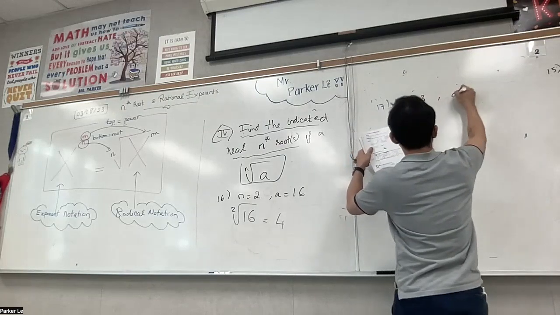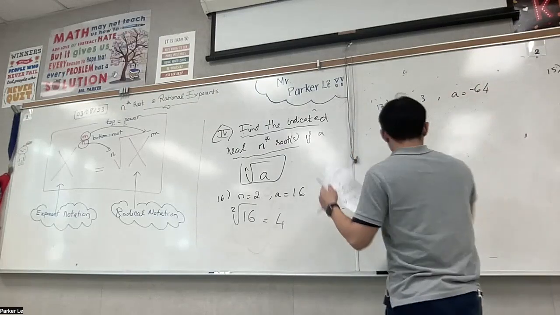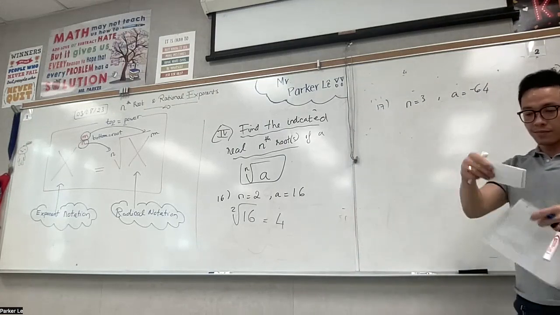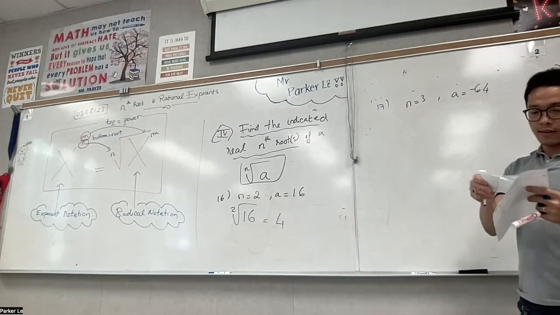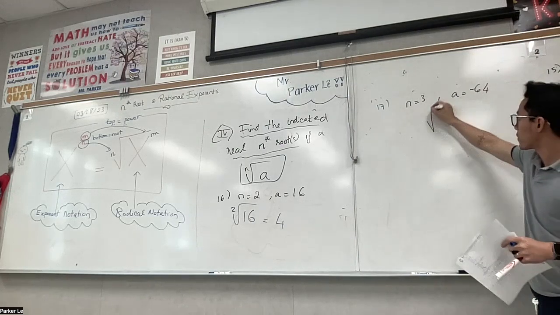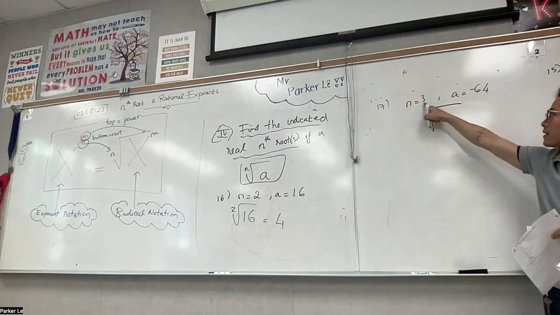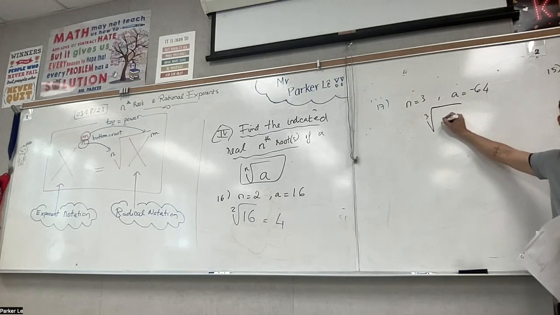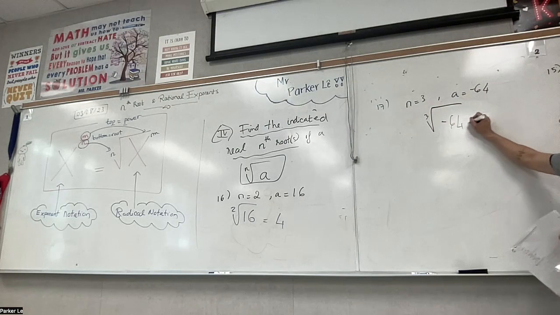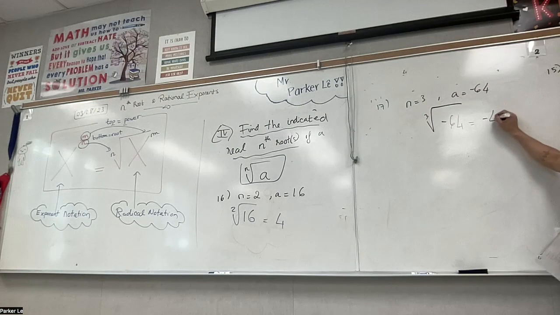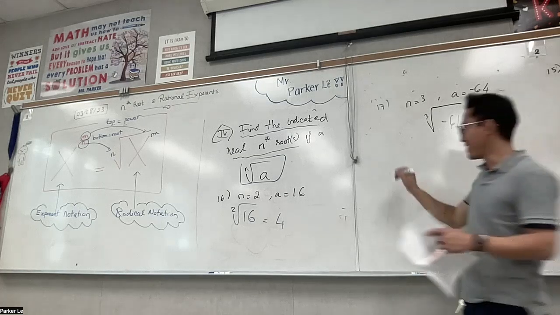This part we're going to talk about the negative inside the square root and the cube root. All right, what is this? Krisha, can you tell me what to write? Where is the 3 going? Outside. And where is the a going? Inside. What is the cube root of negative 64? Negative 4. Good. That's it.